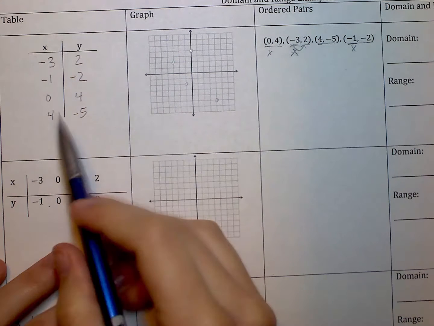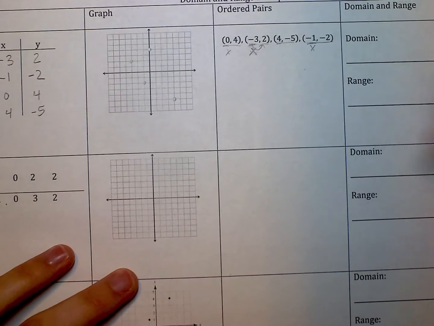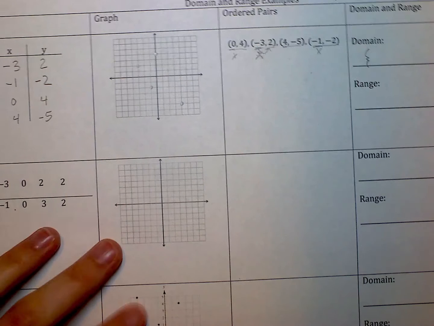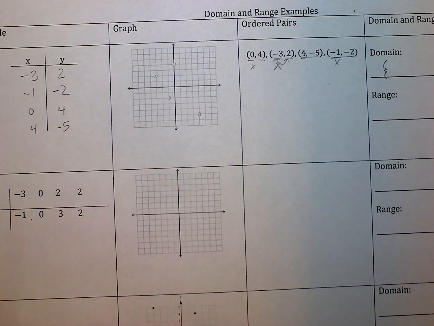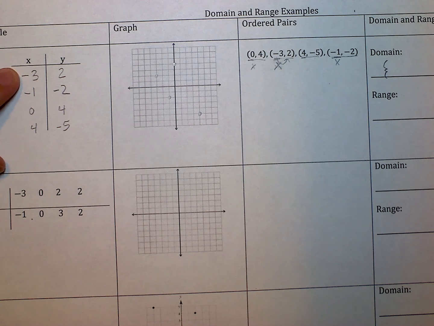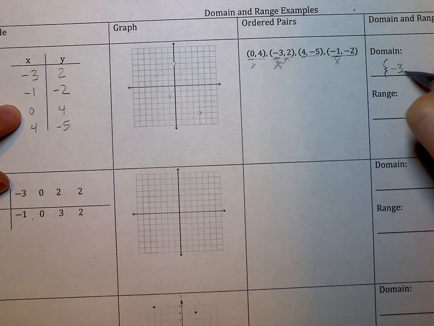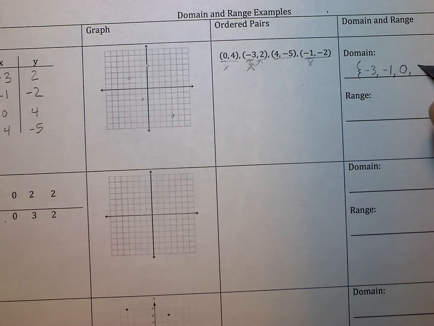Okay, so that's my table, my graph, and my ordered pairs. Now I'm going to go ahead and do the domain and range. Let's do this the easy way, using the easiest method of getting the domain and range. I would say the table is the easiest, especially for the domain, because it's already in order. So here is the domain: negative 3, negative 1, 0, and 4. And then I close my brackets.